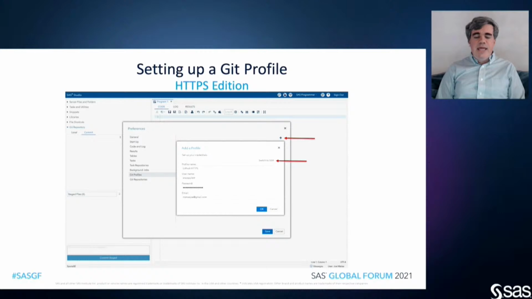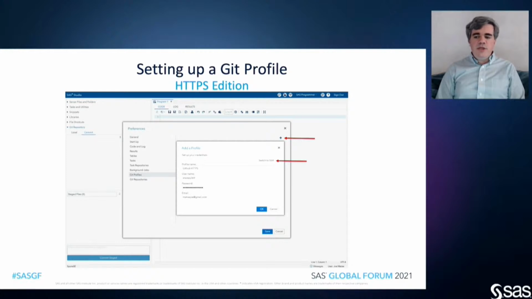To set up using the HTTPS method, start by going to the Preferences dialog from the upper right-hand hamburger menu in SAS Studio. Select Git Profiles, and then hit the plus icon in the upper right. That will add a new profile. Next, on the Add a Profile screen, select Switch to HTTPS.